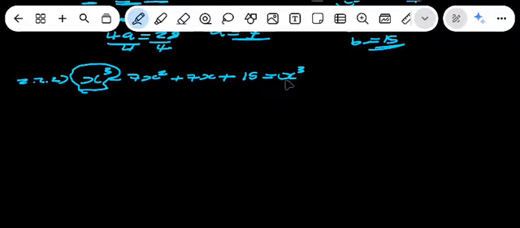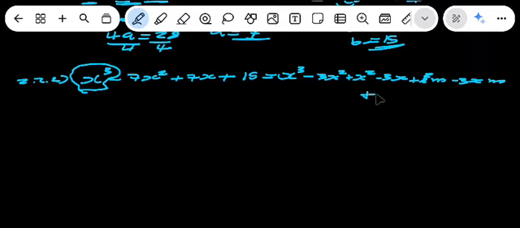You distribute. You should obtain something like minus 3x squared plus x squared m minus 3x m plus xm and minus 3m. This is a whole.